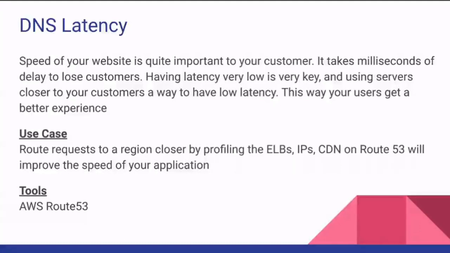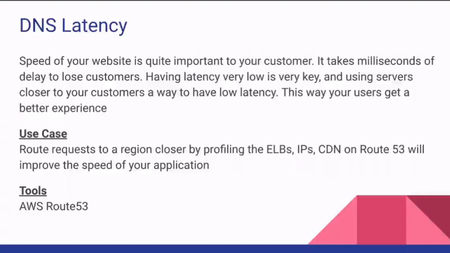But DNS latency helps to improve that, in the sense that when you configure DNS latency on Route 53 in AWS, it helps you verify which of your servers is closest to the user and serves the website from that location. That will also help to improve the speed of the website and ensure that the user has a very good experience in visiting it.